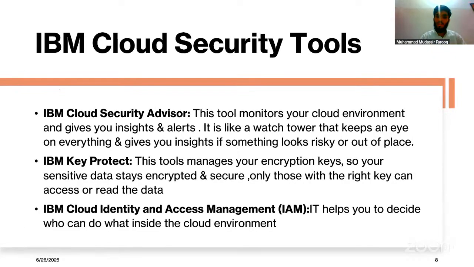Now here are some cloud security tools that IBM provides us. The first one is IBM Cloud Security Advisor. This tool monitors our cloud environment and gives insights and alerts. It is like a watchtower that keeps an eye on everything and gives us insight if something looks risky or out of place. The second tool is IBM Key Protect. It is just like AWS KMS, and it creates and manages encryption keys for our data. The third tool is IBM IAM. It helps us to decide who can do what inside the cloud environment.